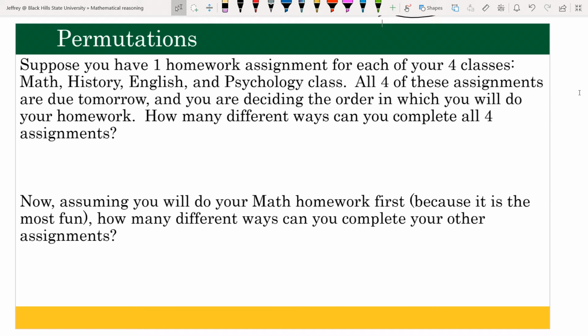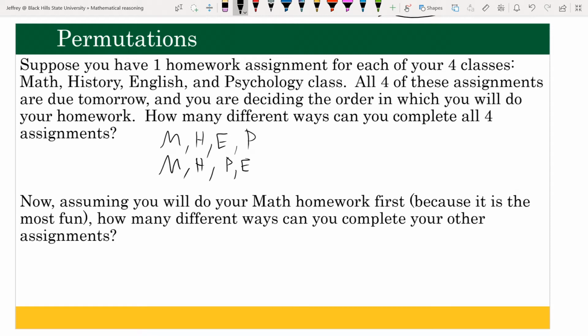So let's suppose you have one homework assignment for each of your 4 classes: math, history, English, and psychology. All 4 of these assignments are due tomorrow, and you're trying to decide the order in which you will do your homework. How many different ways can you complete all 4 assignments? Maybe, for example, we want to do this in the order listed: math first, then history, then English, and then psychology. Or maybe we want math, then history, and then switch the last 2. This would be a different order of completing these homework assignments one at a time.